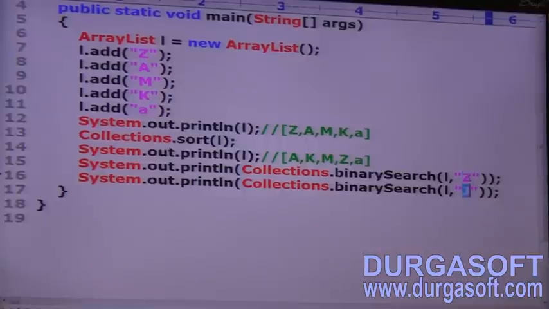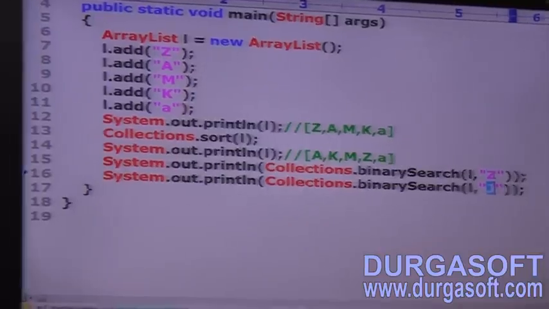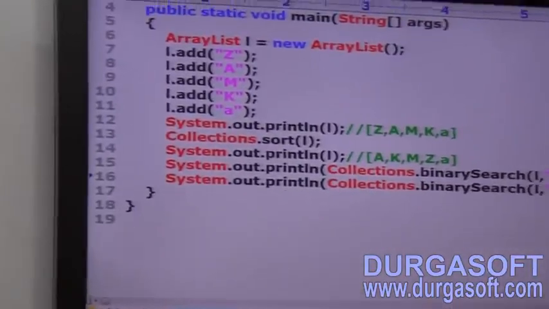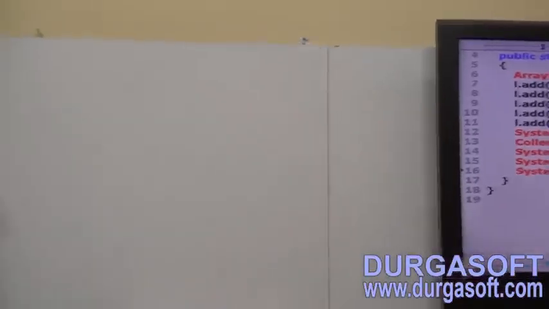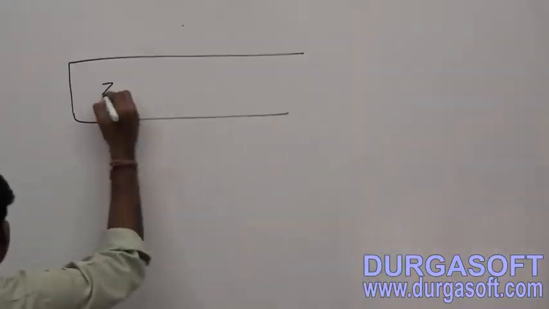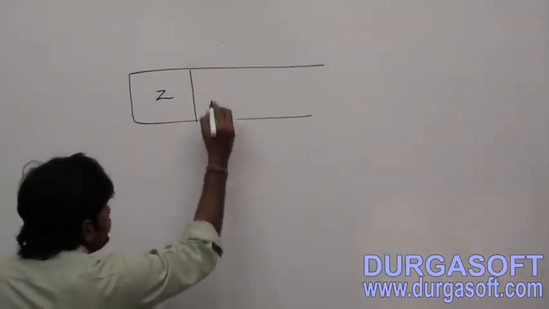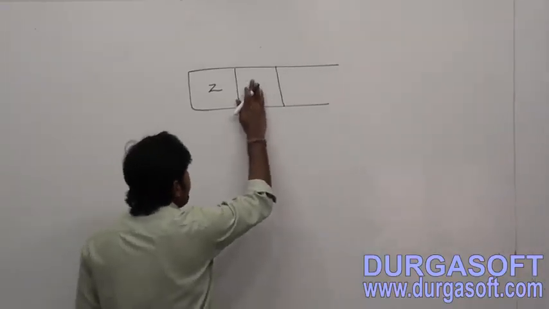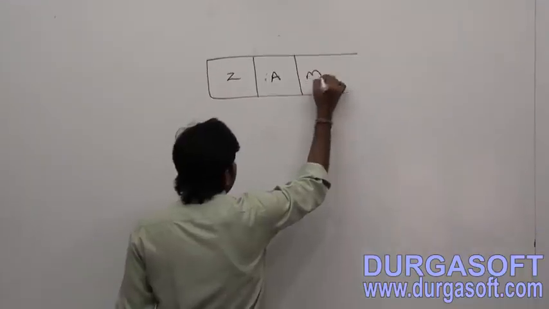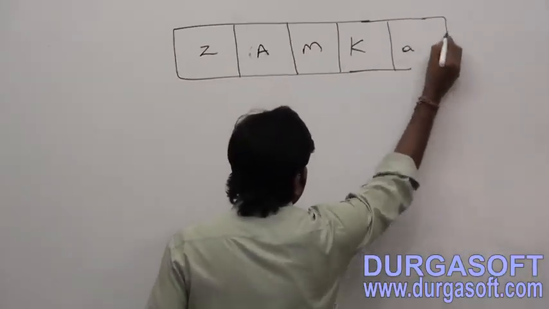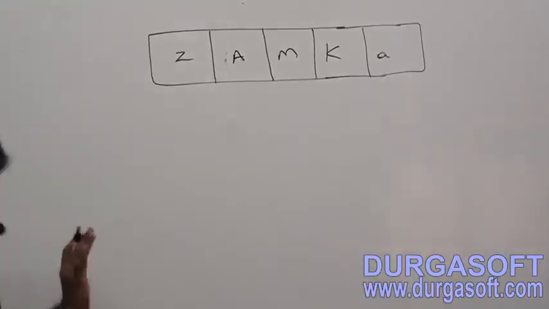Now observe this one. Sir, can you please tell which elements we added to the list? First Z, original list. Next one, what? A. Then M, K, and then what? Small a. Okay, this is my original list.